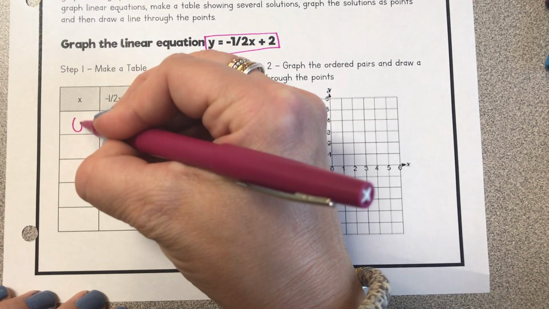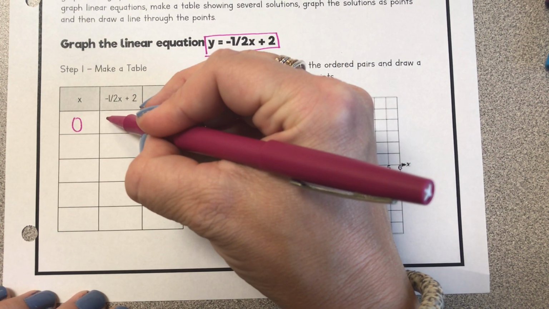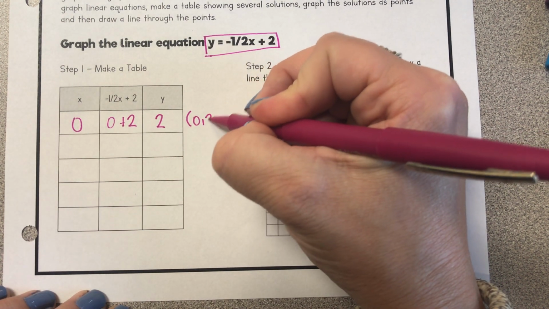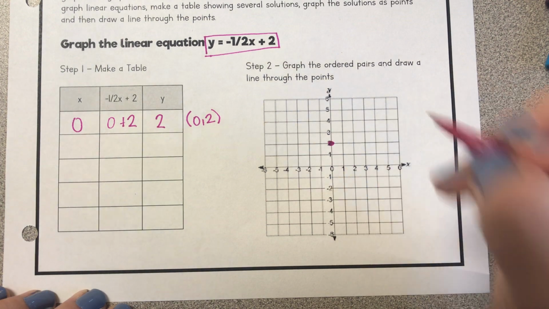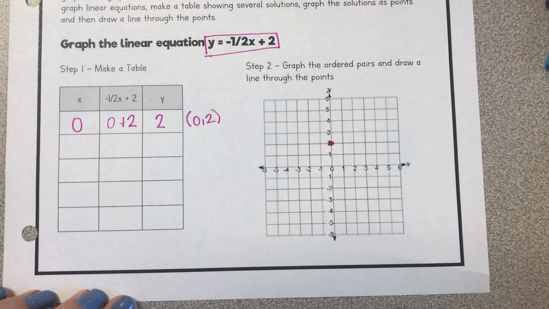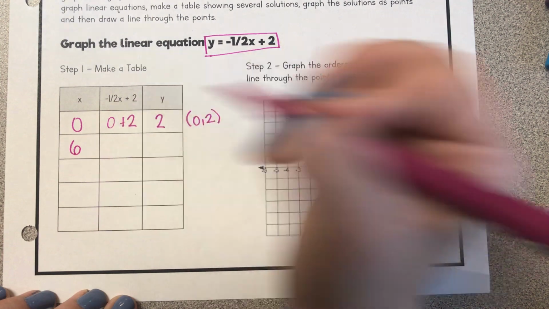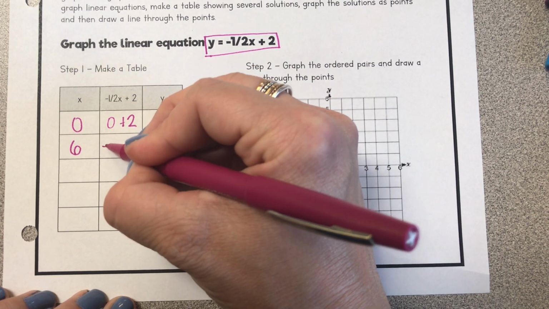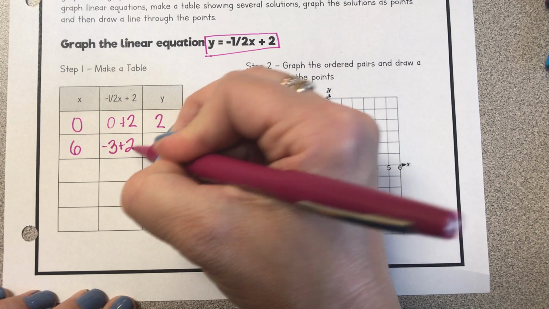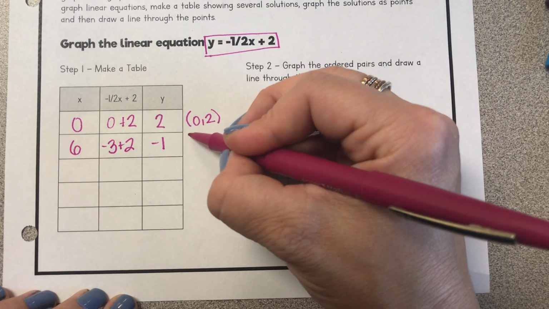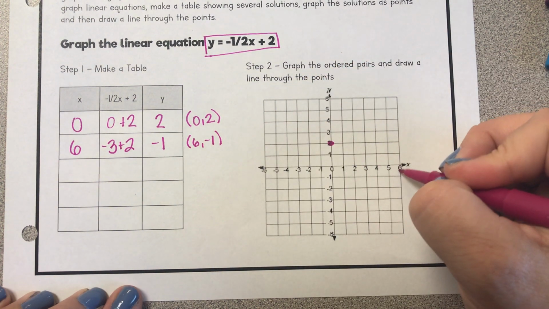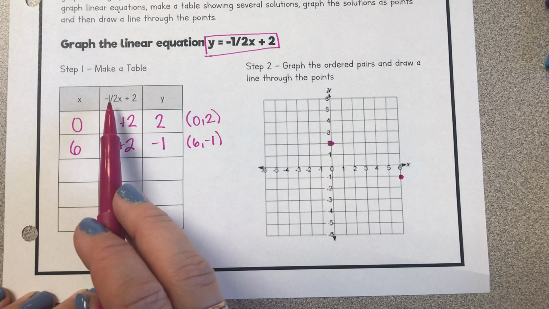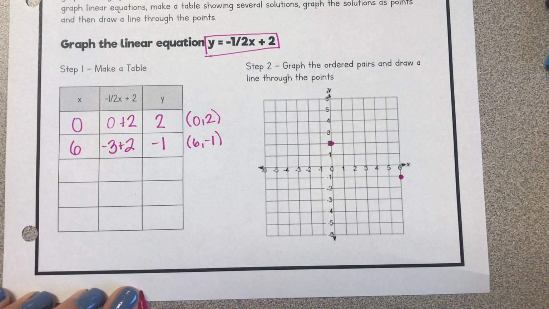Okay, what if I put a 0 in here? Negative 1/2 times 0 is 0. 0 plus 2 is 2. That's the point (0, 2). What if I picked the x value of 6? Negative 1/2 times 6 is negative 3, plus 2 is negative 1. So I have the point (6, negative 1), right? Because 1/2 of 6 is 3, and it's a negative times a positive, so it's a negative.